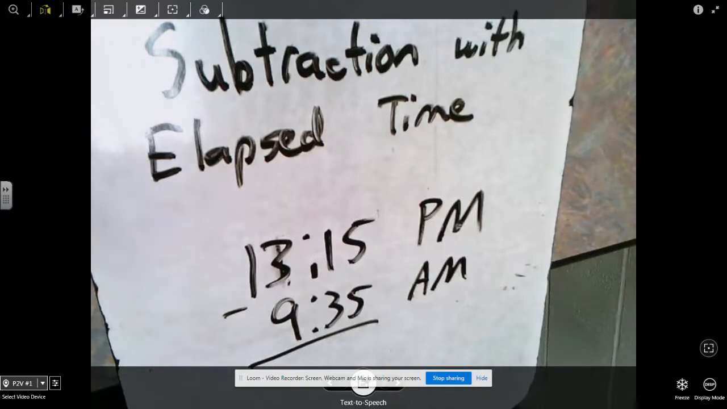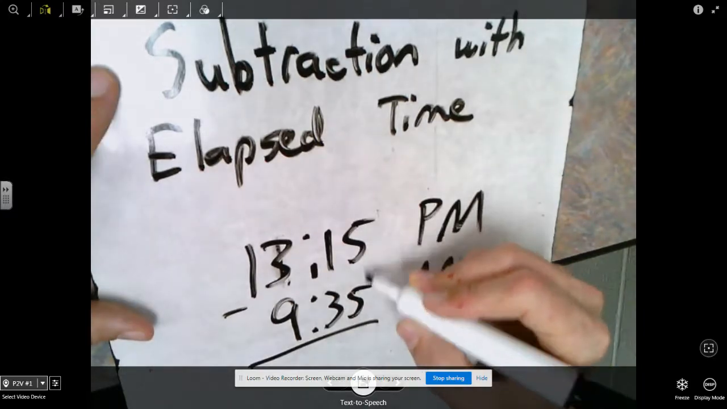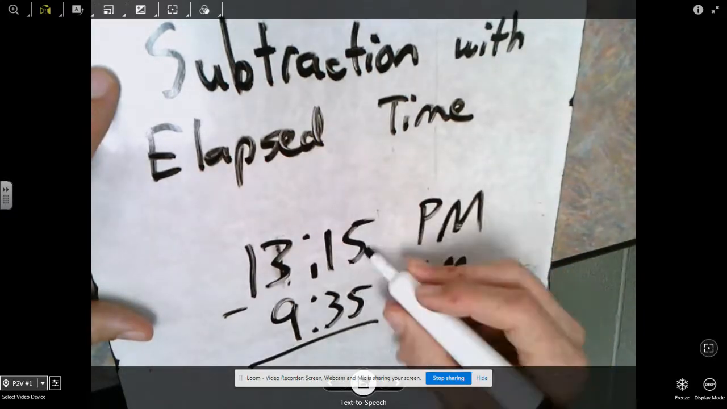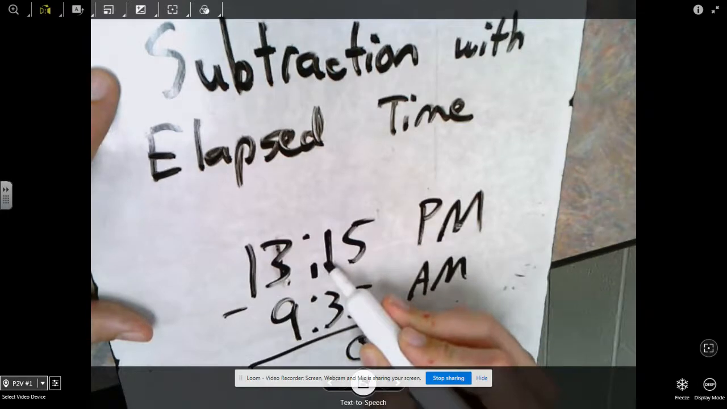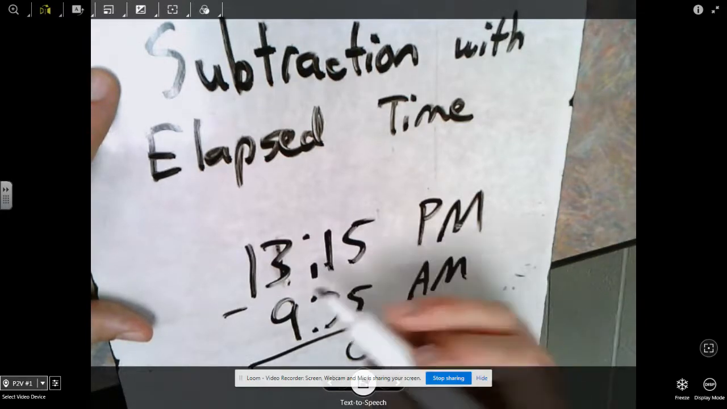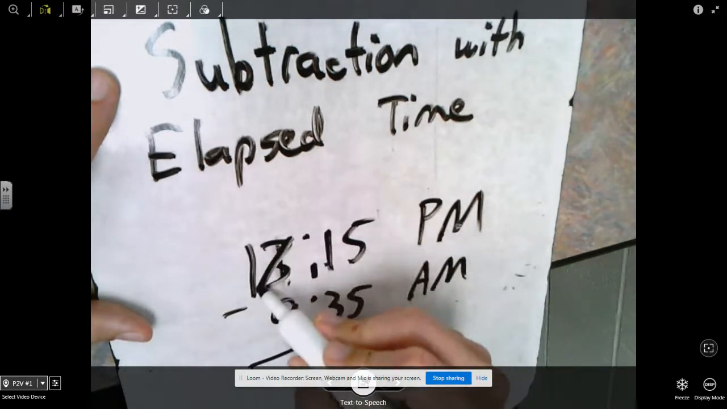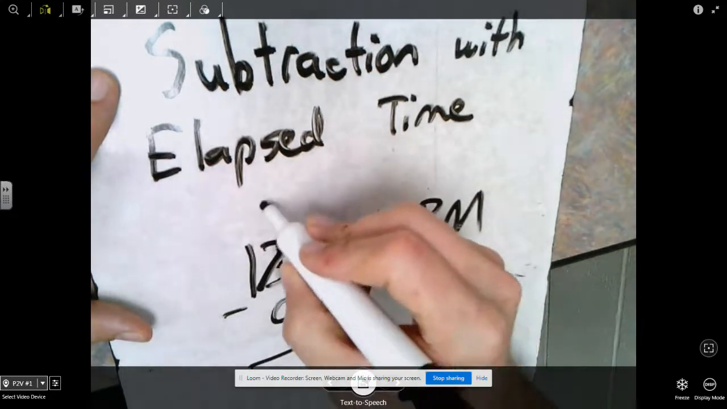And then to subtract, you just start out with just subtracting like normal. 5 minus 5 is 0. Now here's where it gets a little tricky. I can't do 1 minus 3. So I need to go and borrow a whole hour. So that's going to turn into 2 hours.